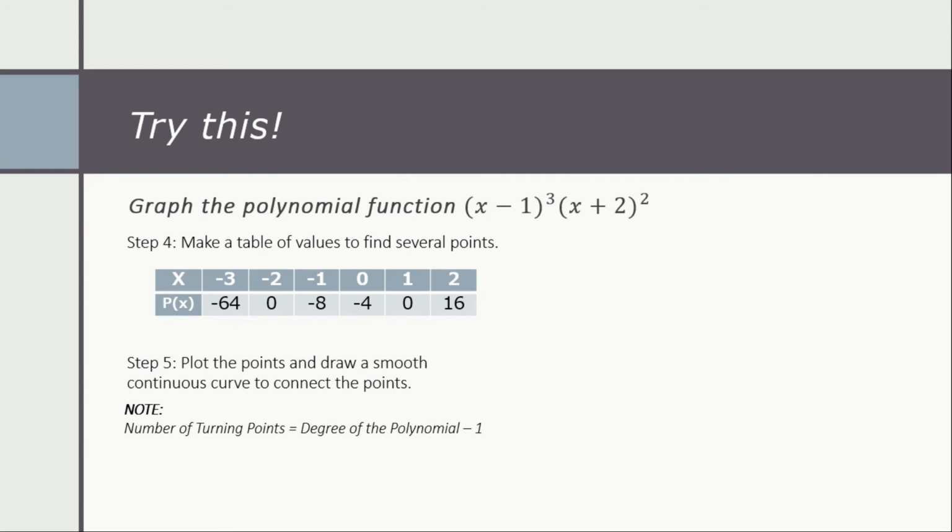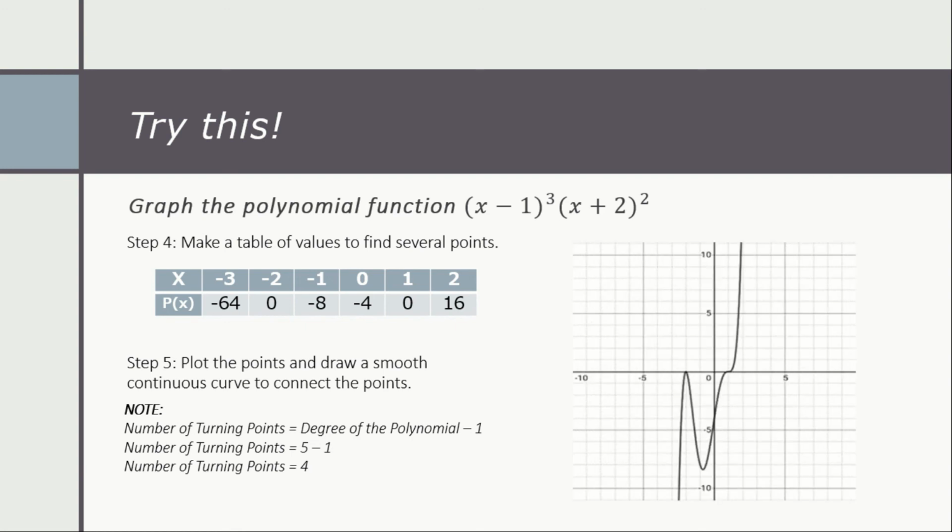But before that, we need to identify the number of turning points. So the degree of the polynomial minus 1. The degree of the polynomial is 5, so 5 minus 1 is 4. So the number of turning points is 4.